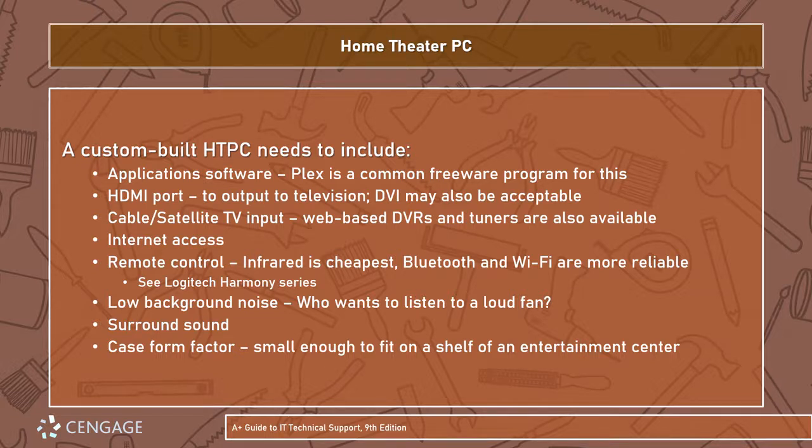Low background noise, surround sound. If you want to have a 7.1 sound, you've got to make sure you have a 7.1 card, and you have to make sure the software supports that channel separation. And then your form factor, of course. Make sure it's small enough to fit on the shelf of an entertainment center. A lot of home theaters these days, though, tend to draw from a file server, like mine does. I have all my stuff set up on a file server that is in my office, so it doesn't matter how loud the fan is, unless it's causing the walls to shake, I'll never hear it in my living room.